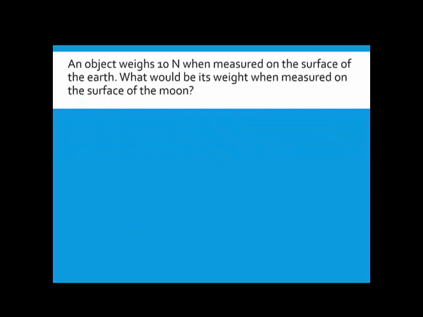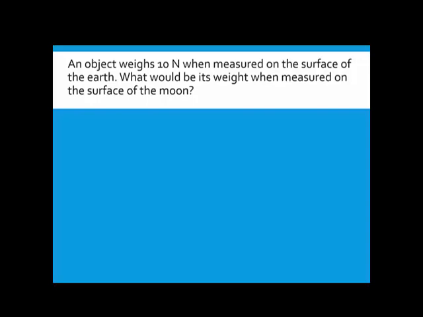An object weighs 10 newtons when measured on the surface of the earth. So that means what? Suppose there is the object, and on the surface of the earth, how much does it weigh? 10 newtons. So what is 10 newtons here? 10 newtons is the weight. Very good. On the surface of the earth.